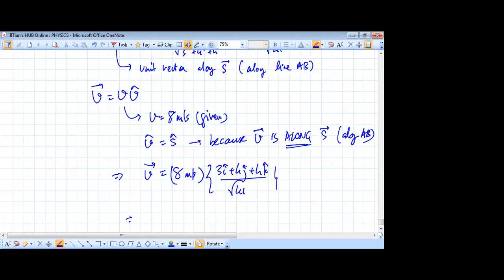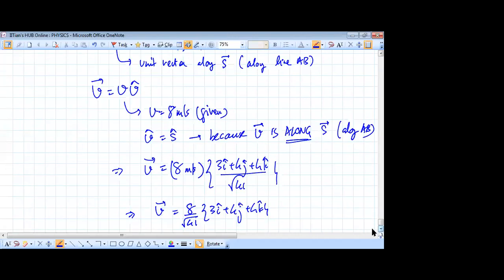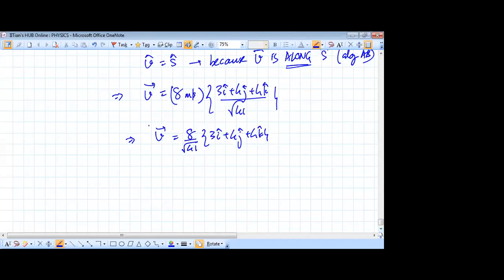So this is a kinematics sort of application of vector. So 8 by root 41 into 3i cap plus 4j cap plus 4k cap. This we can express as the velocity vector in meters per second. That becomes the final answer.